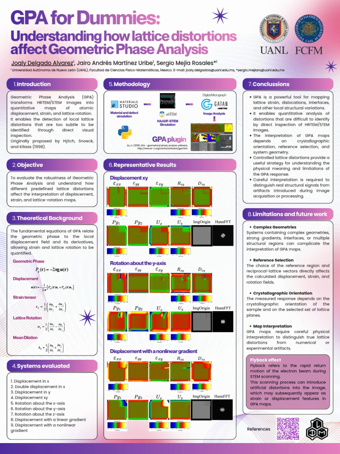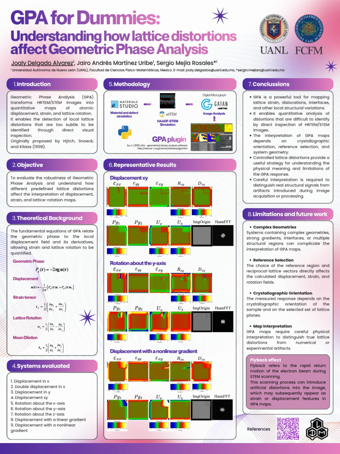The theoretical basis of GPA is the relationship between the geometric phase and the local displacement field. For a selected reciprocal lattice vector, the geometric phase is proportional to the projection of the displacement field along that vector. By selecting two non-collinear reciprocal lattice vectors, we can reconstruct the two-dimensional displacement field. The spatial derivatives of this displacement field are then used to calculate the strain tensor, lattice rotation, and mean dilation.